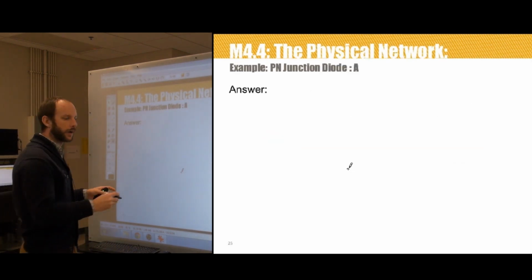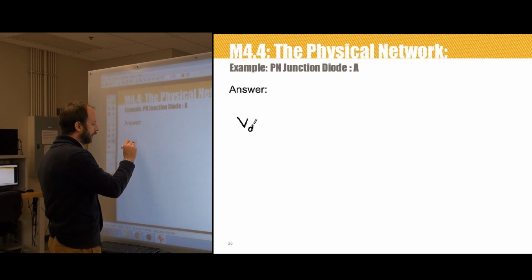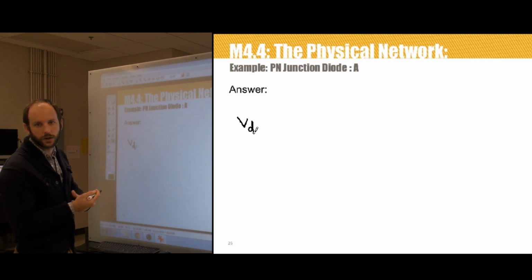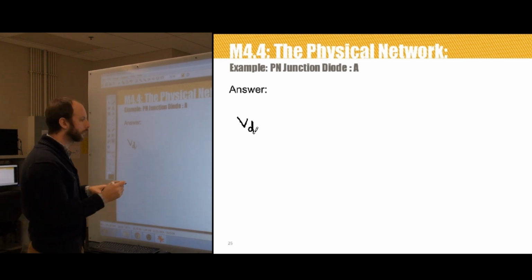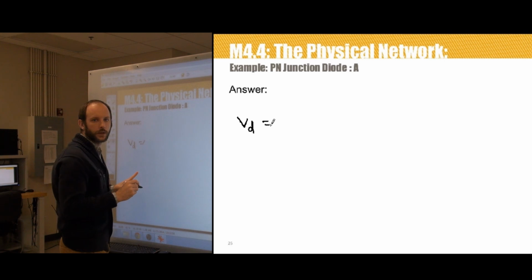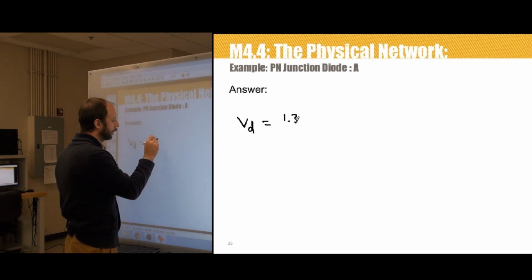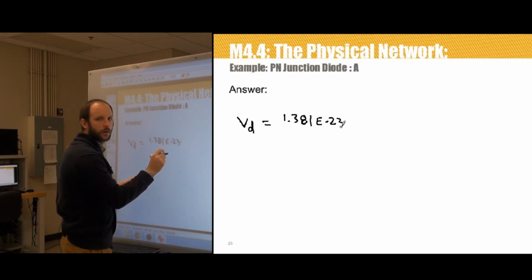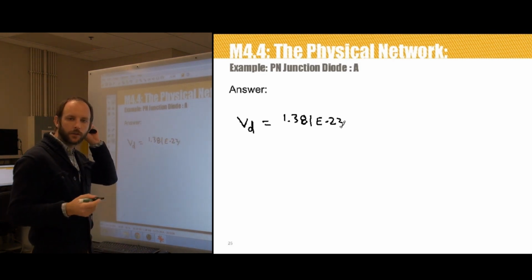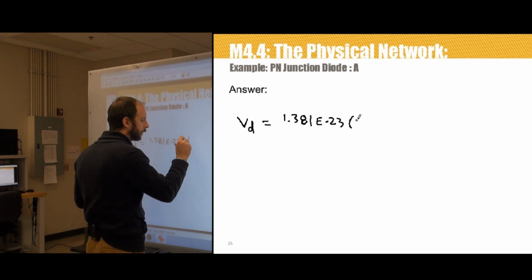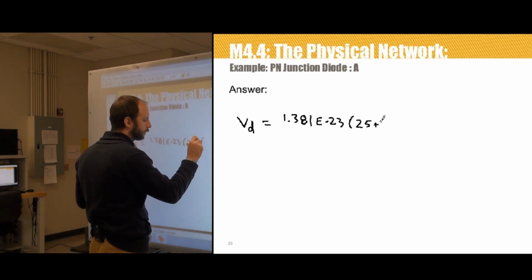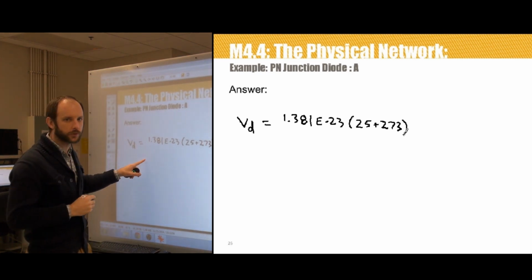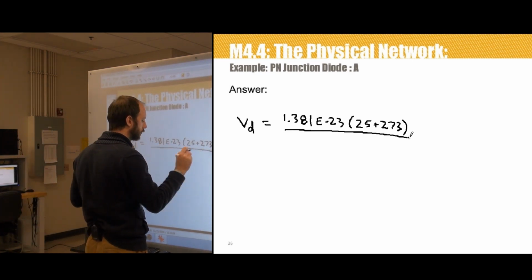Well, we've got VD for the 1 amp situation is 1.381 e to the minus 23. We then multiply that by the temperature converted into Kelvin, which is 25 plus 273. We now need to divide that by 1.602 times 10 to the minus 19th, the electron charge.